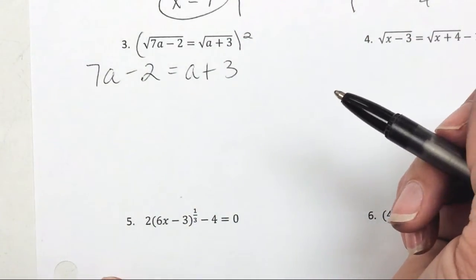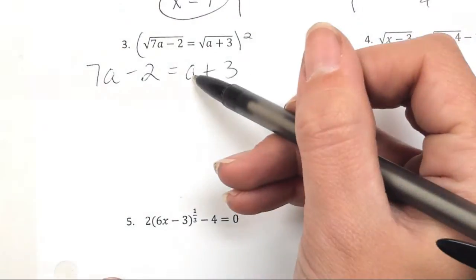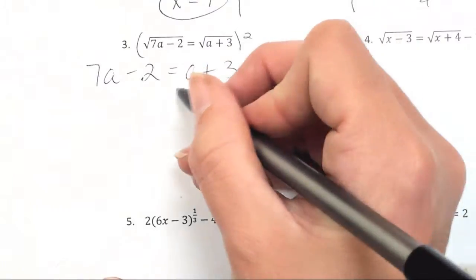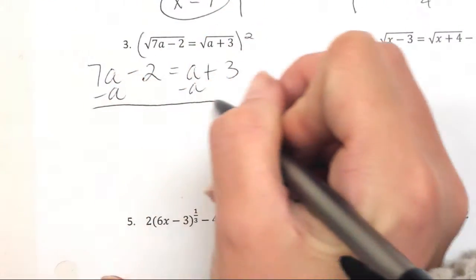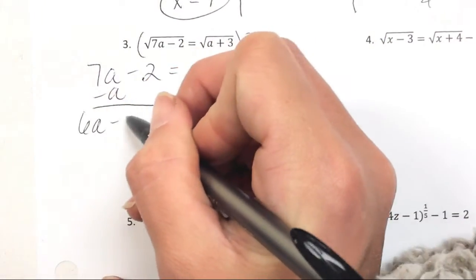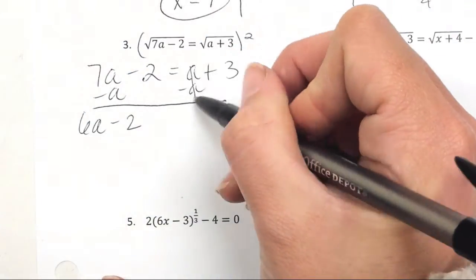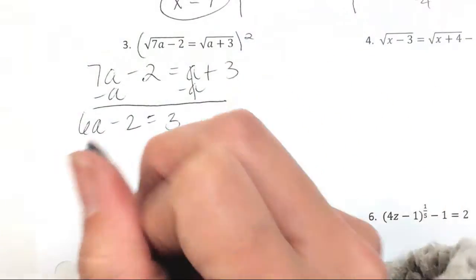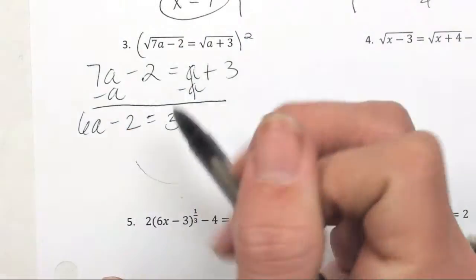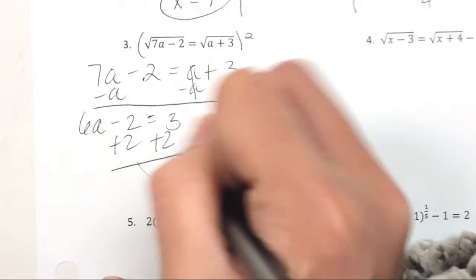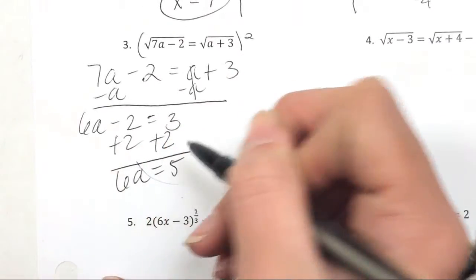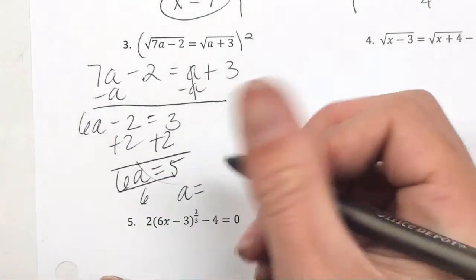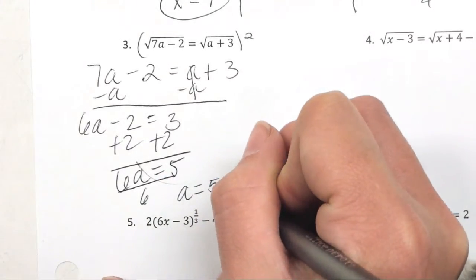I'll combine my a's first. So I will move this a over with this a. So I'll do the opposite sign, so minus a, minus a. So on this side I'll have 6a minus 2. These a's will cancel out. Equals 3. And now here's a, trying to get it by itself. So I've got to move this 2 over by adding it. So I get 6a equals 5. And now I divide both sides by 6. I get a equals, and I'm going to leave this as a fraction, 5 over 6.